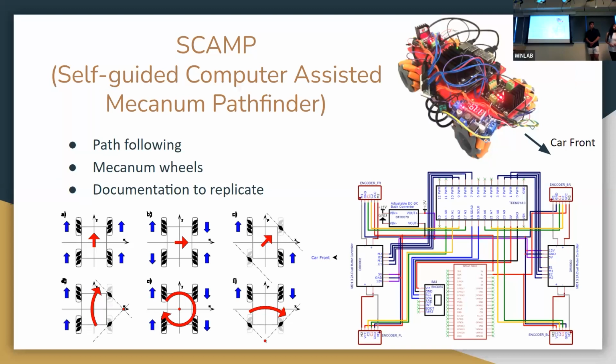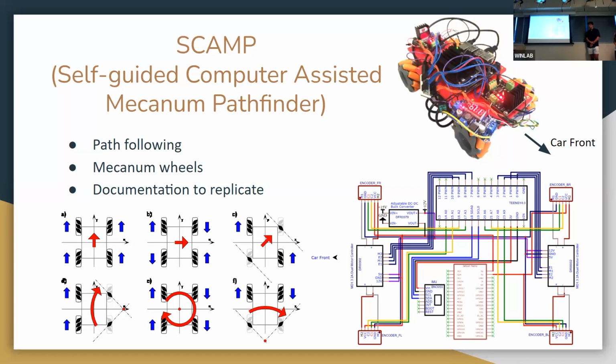Now moving on to our second car. Our second car is Scamp, and it's a path following car. It's going to follow a path, and that path is going to be based off a car in a city intersection. And this will be used to train our other autonomous car to recognize traffic or other cars that are moving. Some of its features: it uses a mecanum drive.